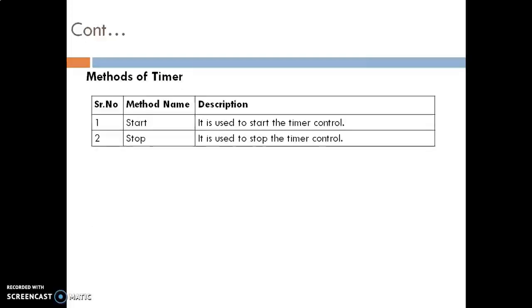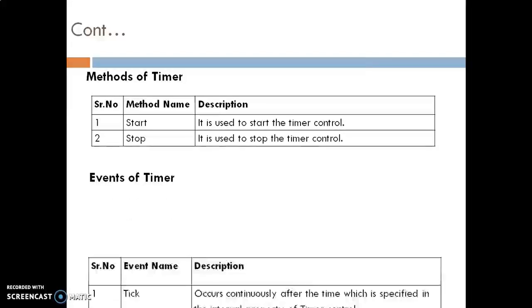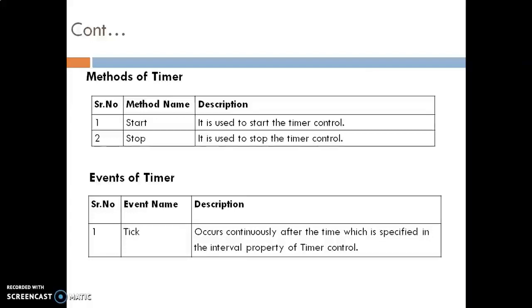Now methods of the timer control. The first method is start, which is used to start the timer control, and the second method is stop, which is used to stop the timer control. Now, the timer control has only one event, which is the tick event. It occurs continuously after the time specified in the interval property of the timer control. Meaning it continuously executes the tick event after some time elapses.